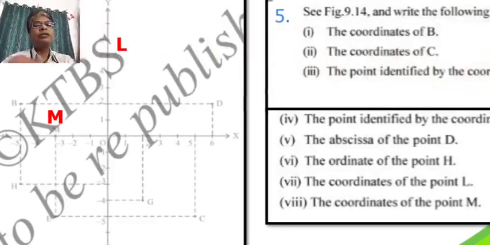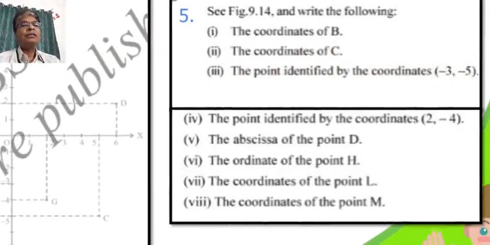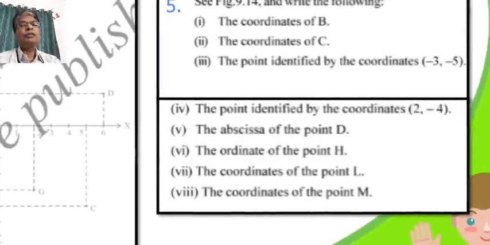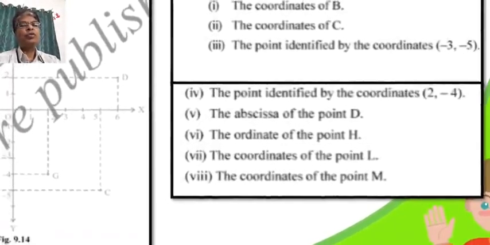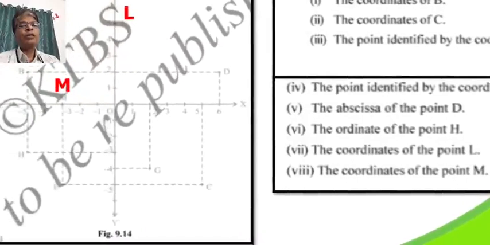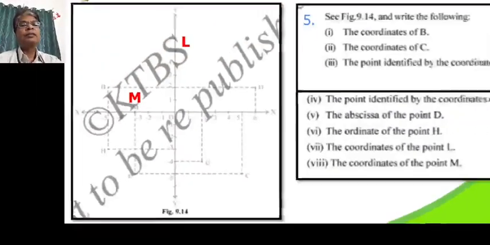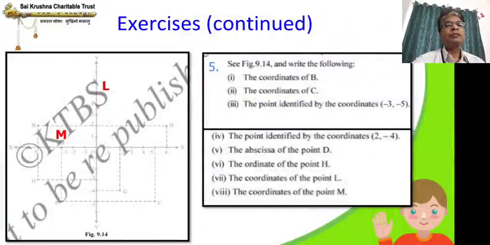I will remove my face and put it here. So, you have to write the coordinates of B, C, the point identified by coordinates -3, -5. You yourself have to see which axis -3 is and which axis -5 is. Similarly, 2 comma -4, and the other points are given: D, H, L, M, all are given. And I just put this back, keep it here. Pause the video, note down these questions, and then after thoroughly understanding the concepts, write the answers.